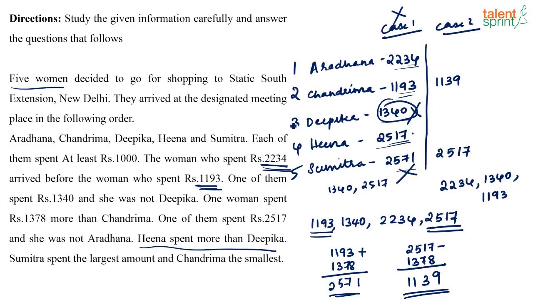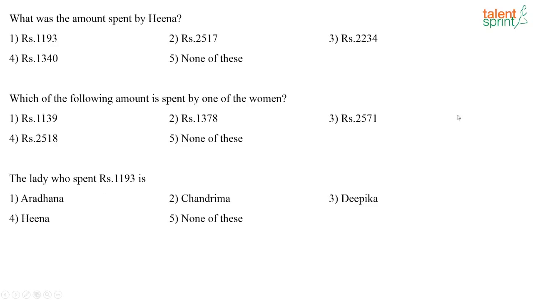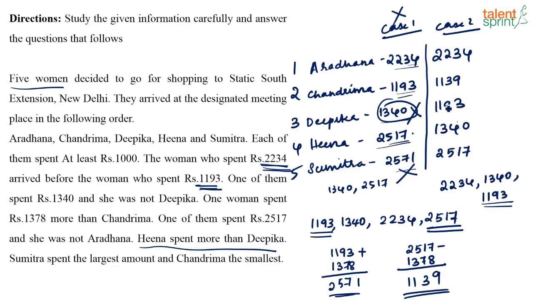Deepika cannot be the one who spends 1340, and it is also given that the person who spends 2234 has to arrive before 1193. So obviously this has to be 2234. If this is 2234, then Deepika can be 1193 and this can be 1340. Only if you arrange it this way, it will be correct. It will satisfy all the conditions. Hina spends more than Deepika, that is satisfied. Deepika is not 1340 and the person who is 2234 arrives before 1193, that is also satisfied.